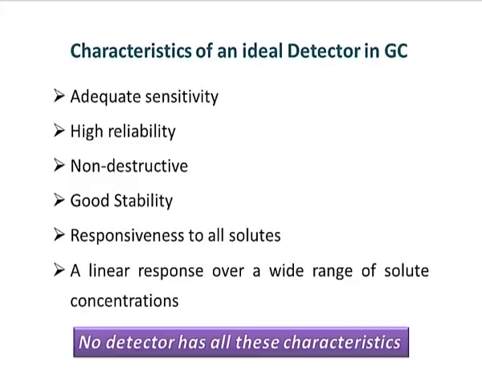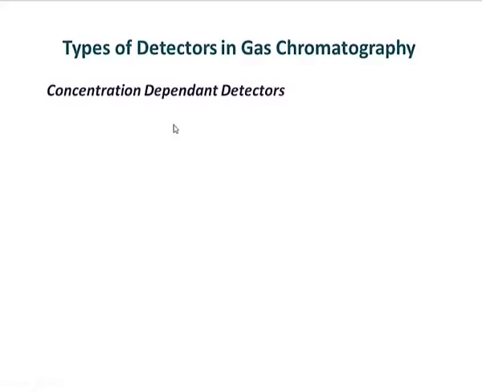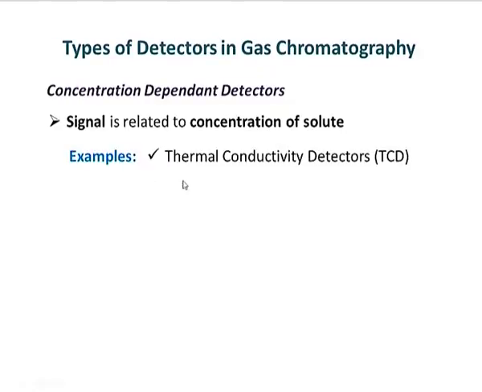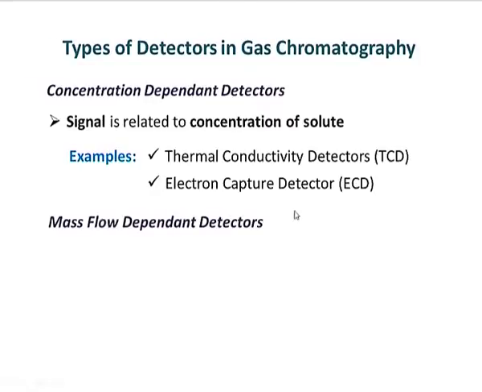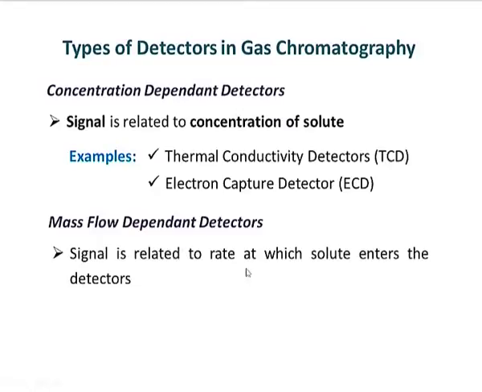So, then you would use detectors based upon the kind of separation or the kind of solutes one is looking at. There are basically two types of detectors, one which are based on concentration. So, a signal is directly related to concentration of solute, for example, thermal conductivity detectors or TCDs, and electron capture detector or ECD, whereas the second ones in this line are mass flow dependent detectors, which means that signal is related to the rate at which the solute would enter the detector, and based upon this one can count the flame ionization detector, which is widely used in this.